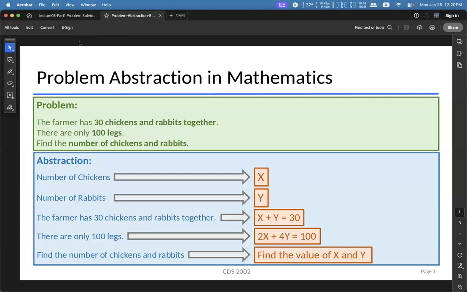Then we encode the sentences. There are only 100 legs, which gives 2x plus 4y equals 100. In this process, we are also eliminating unnecessary detail. For example, when we consider how many legs there are, we don't consider the shape of the legs. We only consider the number of the legs.